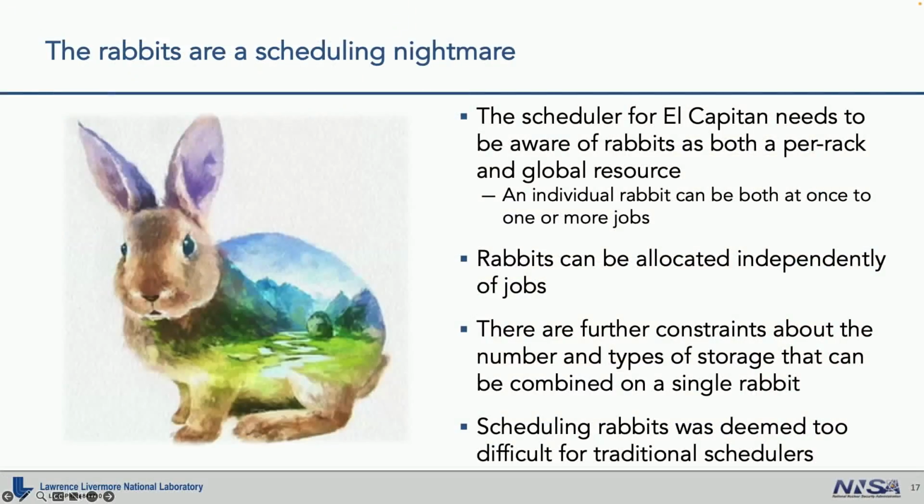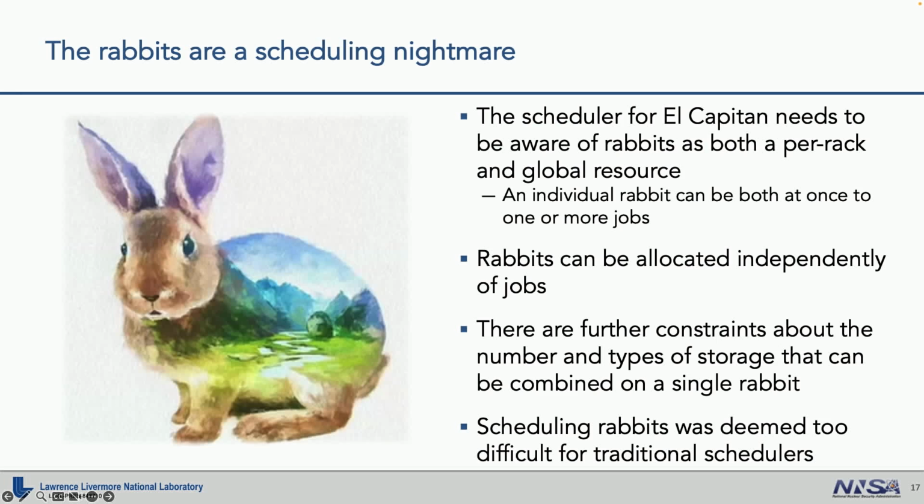So the fact that rabbits can be dynamically configured to be different kinds of storage makes them difficult to schedule. If a job asks for a global file system, the scheduler needs to be aware that it can pick any rabbit. If a job asks for node local storage, the scheduler needs to be aware that when it picks compute nodes for the job, it must pick compute nodes whose associated rabbit has enough storage available. If a job asks for both global storage and node local storage, well, you get the picture.